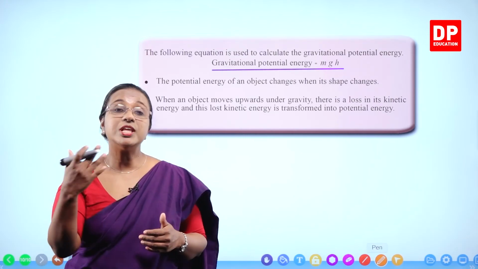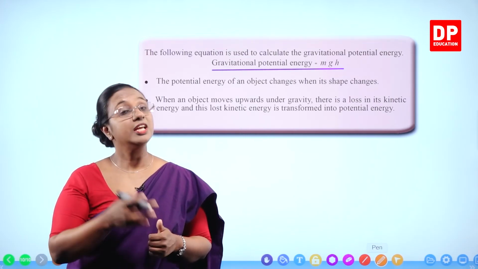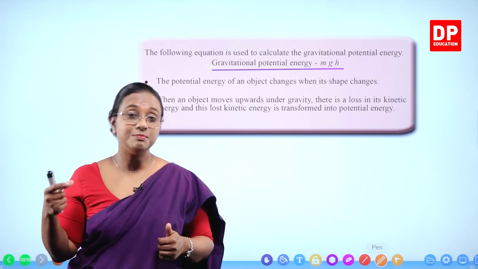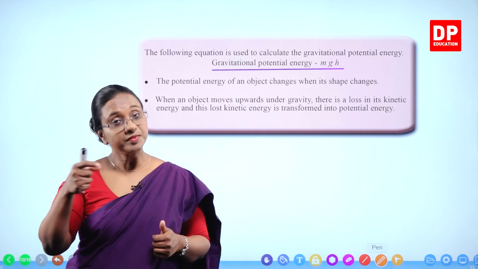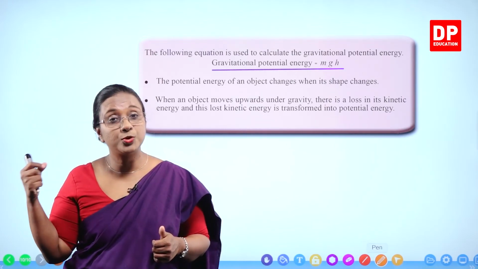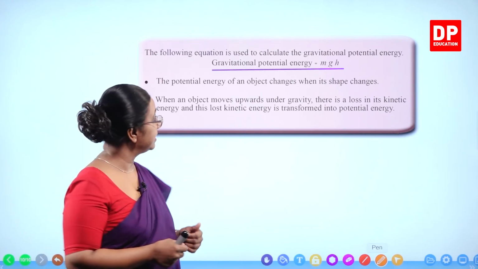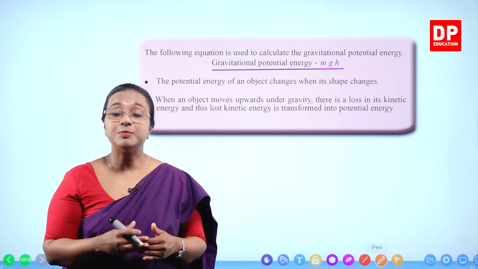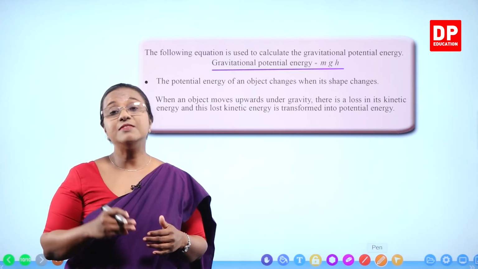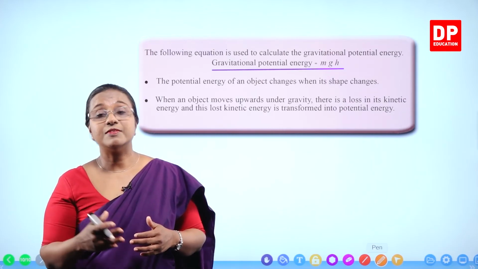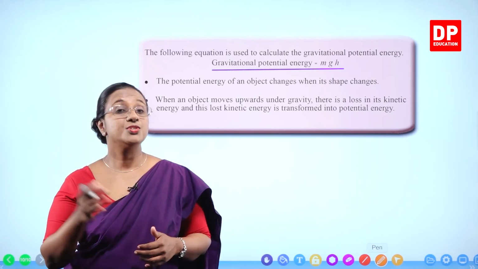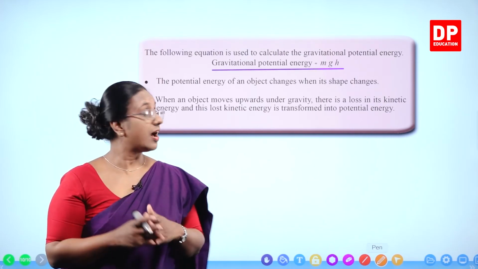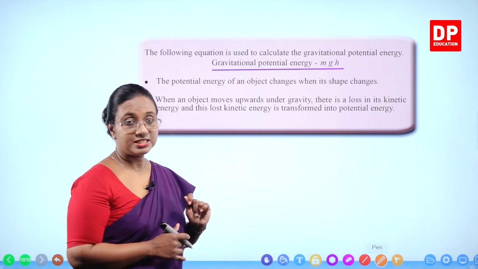So there is energy conversion. Even catapult, when you pull the rubber band, the elastic band with the stone, when you pull it back, there is potential energy gain, elastic potential energy. And when the stone is released, the elastic potential energy that is given to the stone will be converted to kinetic energy. So the stone will move forward with a velocity. So there we use potential energy.